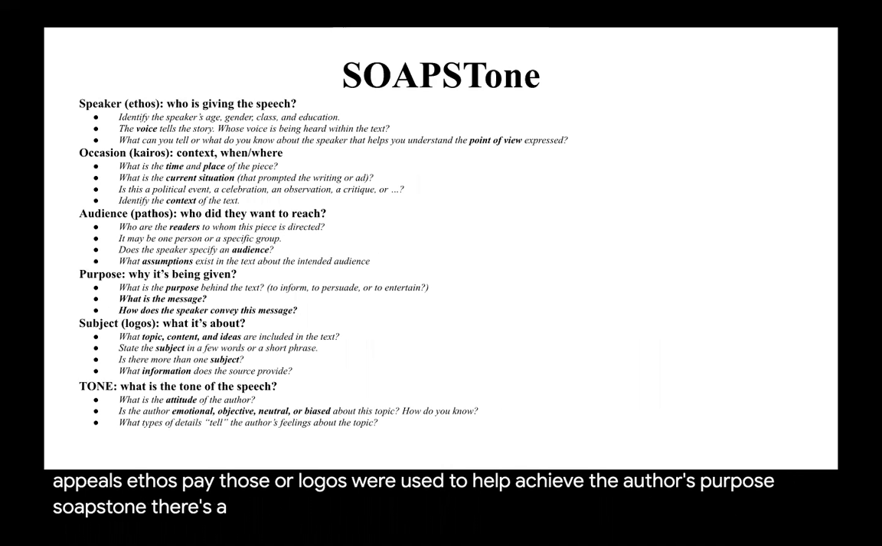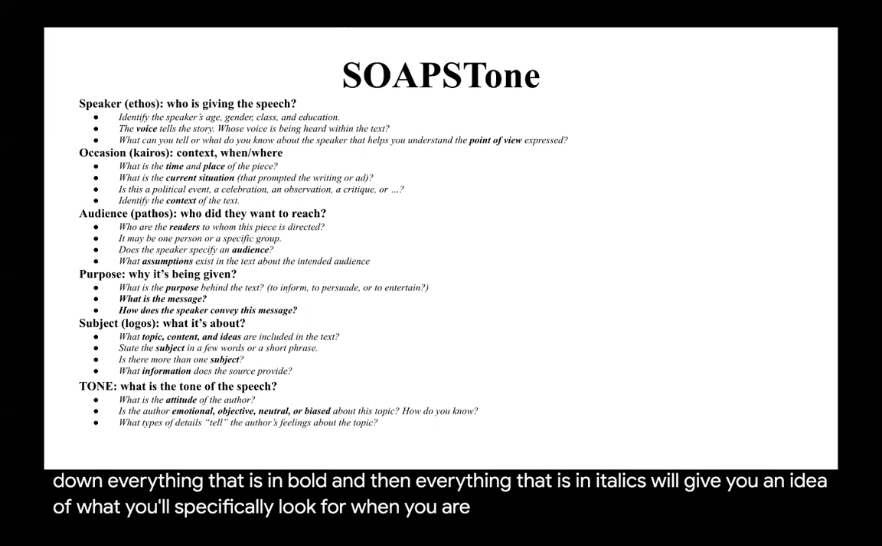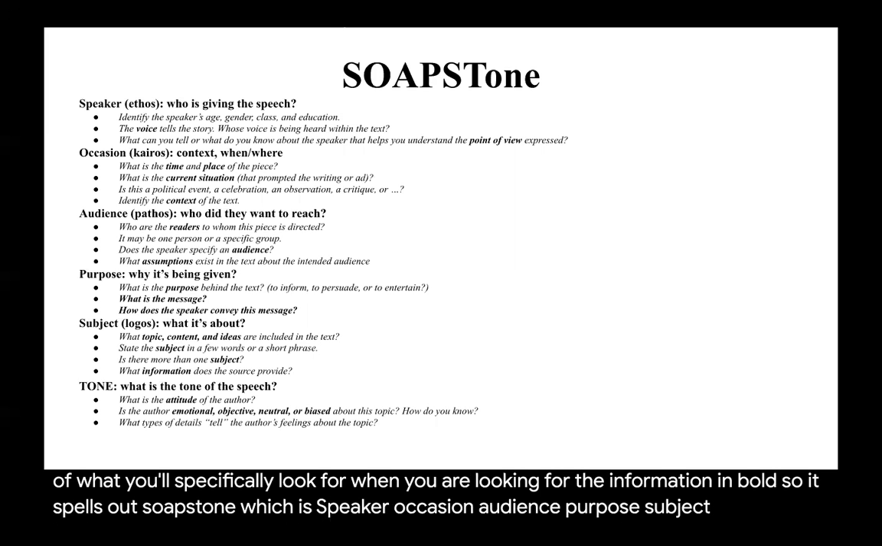SOAPStone. There's a lot of information here. So what I would suggest you do is write down everything that is in bold, and then everything that is in italics will give you an idea of what you'll specifically look for when you are looking for the information in bold. So it spells out SOAPStone, which is speaker, occasion, audience, purpose, subject, and then tone.